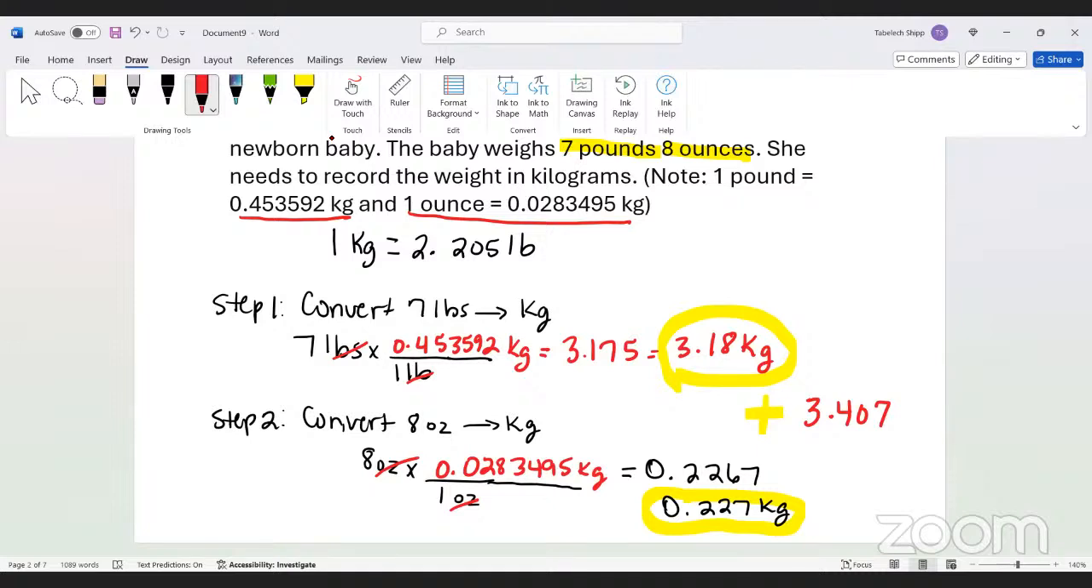No. You've got to make sure that your answer based on the sig figs rule tells you that when you're adding and subtracting, you go with the least amount of digits after the decimal. In this first value here, you have 2 numbers after the decimal, that 0.18. And in this bottom number here, you have 3 numbers after the decimal. But in this case, our answer will be finalized at simply being 3.41 kilograms. So this baby actually weighs 3.41 kilograms.